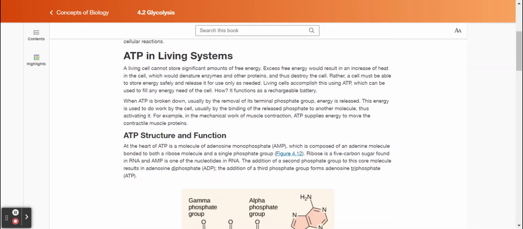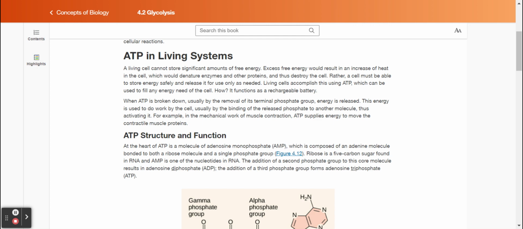ATP in living systems. A living cell cannot store significant amounts of free energy. Excess free energy would result in an increase of heat in the cell, which would denature enzymes and other proteins and thus destroy the cell. Rather, a cell must be able to store energy safely and release it for use only as needed. Living cells accomplish this using ATP, which can be used to fill any energy need of the cell.